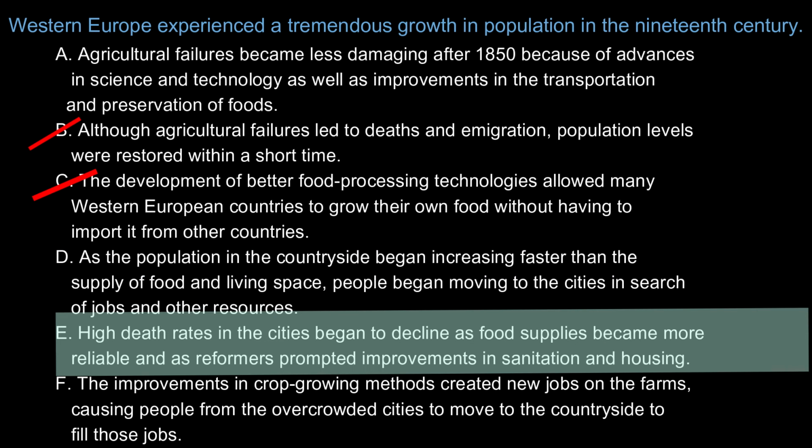E. High death rates in the cities began to decline as food supplies became more reliable and as reformers prompted improvements in sanitation and housing. E strongly supports population growth by indicating reduced death rates in cities. Lower mortality rates directly contribute to population increase.